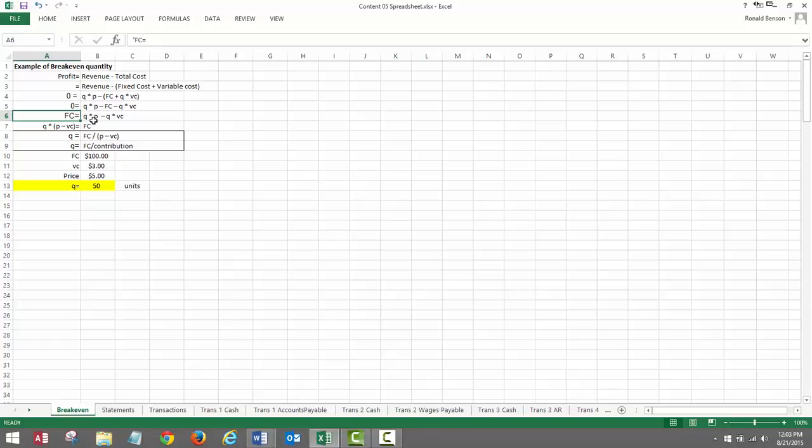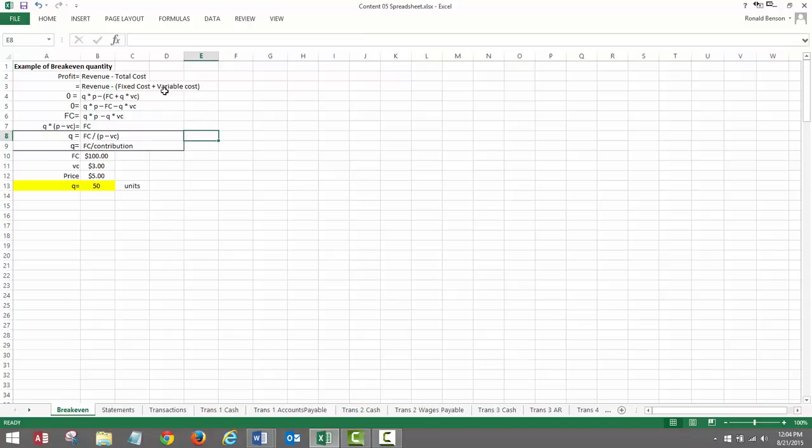We're looking for the quantity Q, so let's get the Q on the other side. So we switch these two. We factor out a Q to start with. And you have Q times P minus VC, and move that to this side, and you have Q times P minus VC equals fixed cost. And then we can divide by this price minus variable cost, P minus VC, and you get Q is equal to fixed cost divided by the price minus the variable cost.